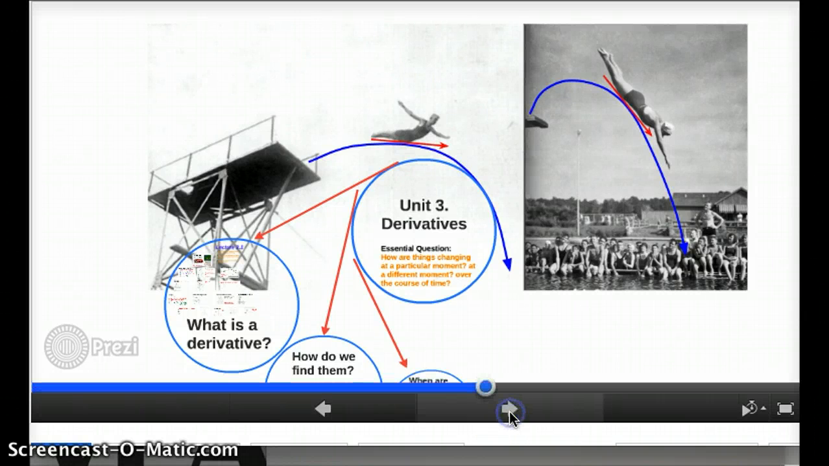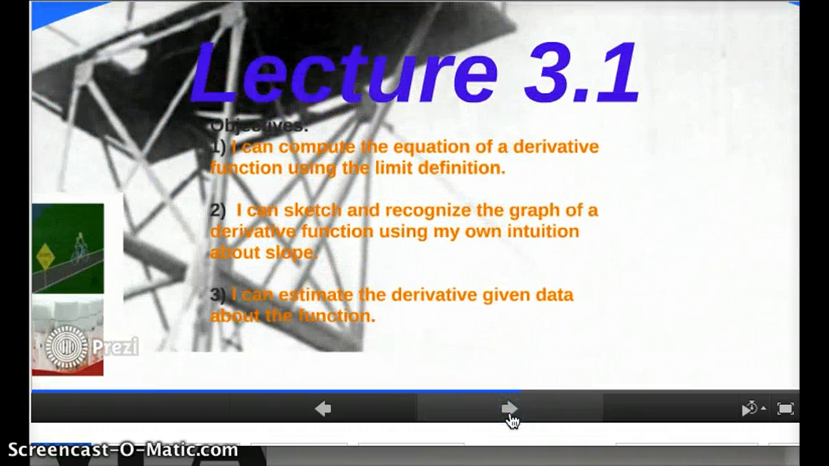As you remember, we've just started the derivatives unit, and last time we talked about finding the equation of a derivative function. We have one loose end to cover from that objective, but then the bulk of this video is going to be about sketching and recognizing the graph of the derivative function using some intuitions about slope.